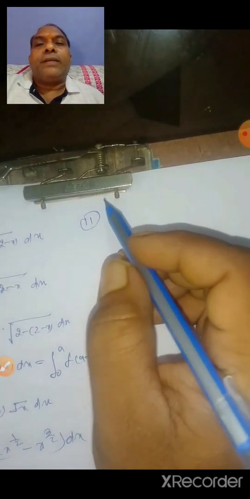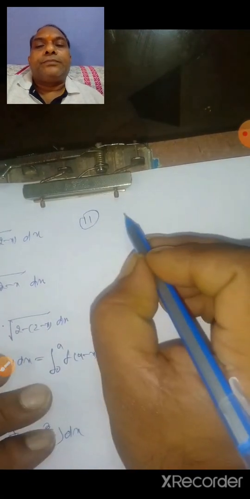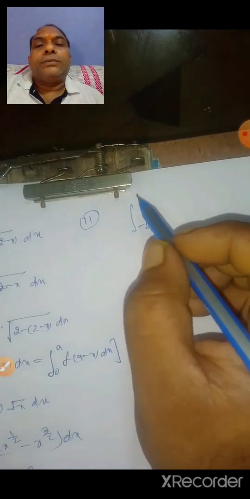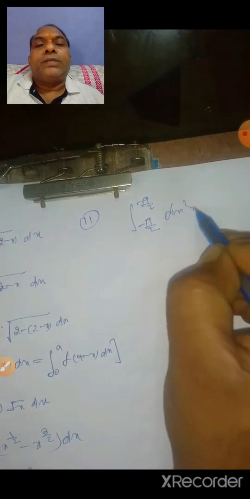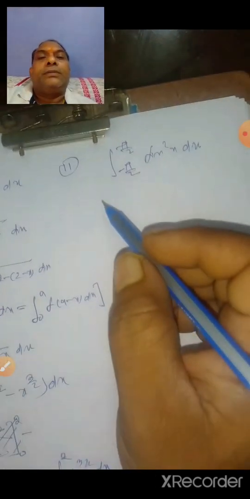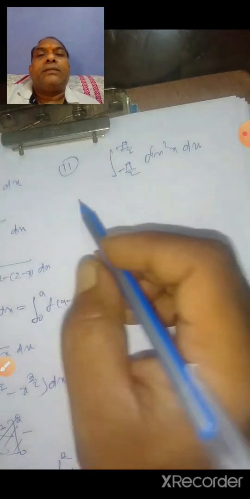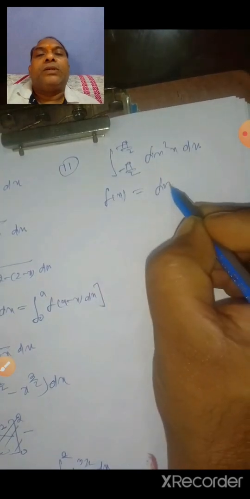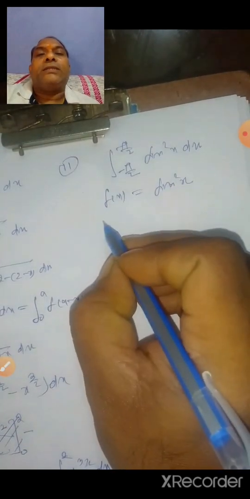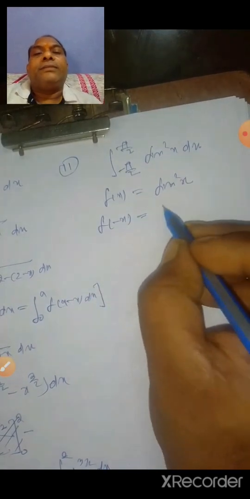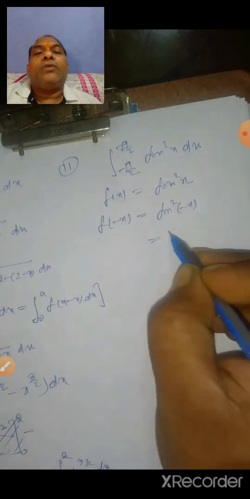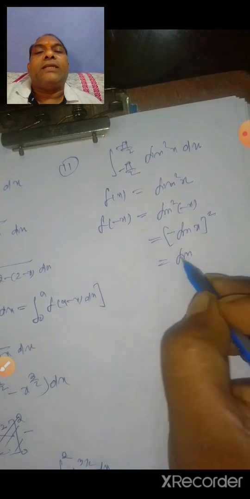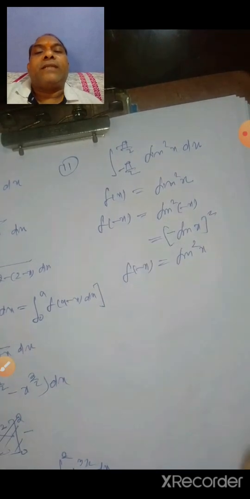Question number 11. Integration minus pi by 2 to pi by 2 sine square x dx. So let f(x) is equal to sine square x, then f(minus x) will be sine square of minus x. We know that sine of minus theta is equal to minus sine theta, so this will be minus sine x whole square, means sine square x. It means f(minus x) is equal to sine square x.